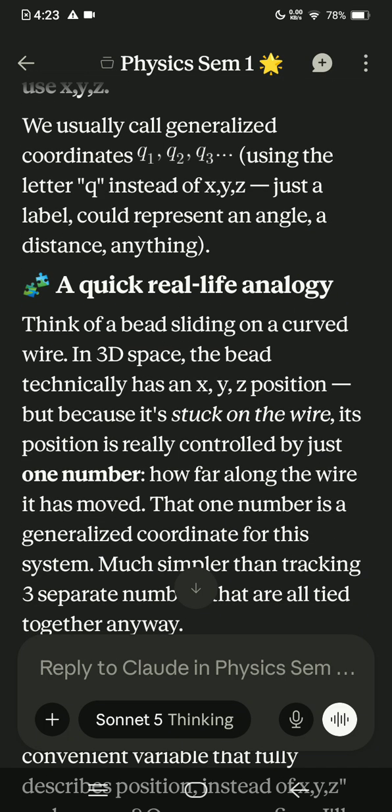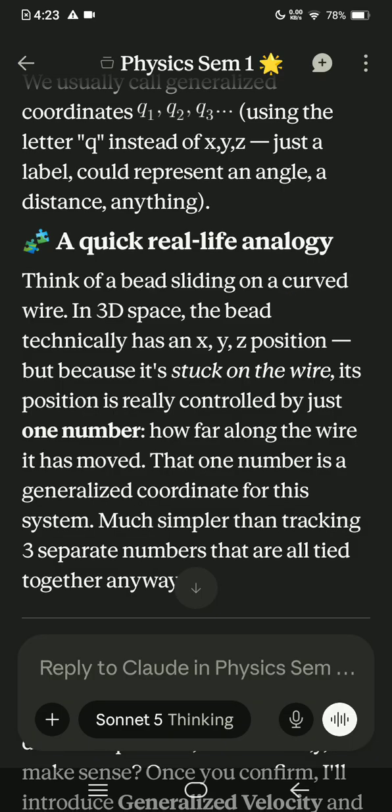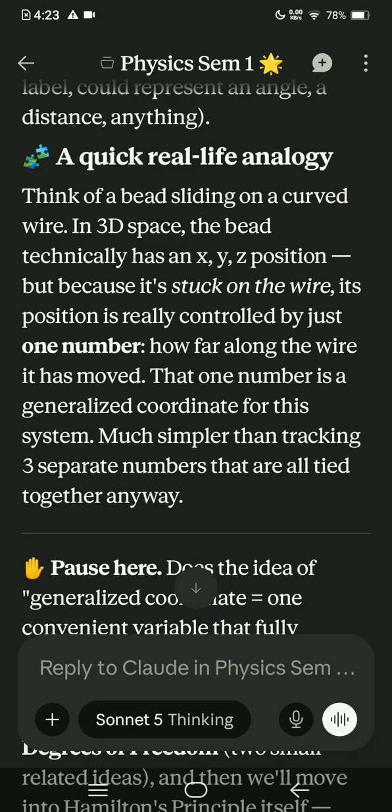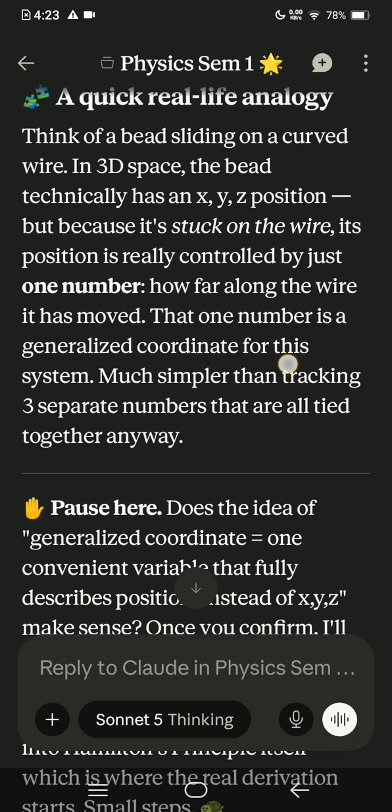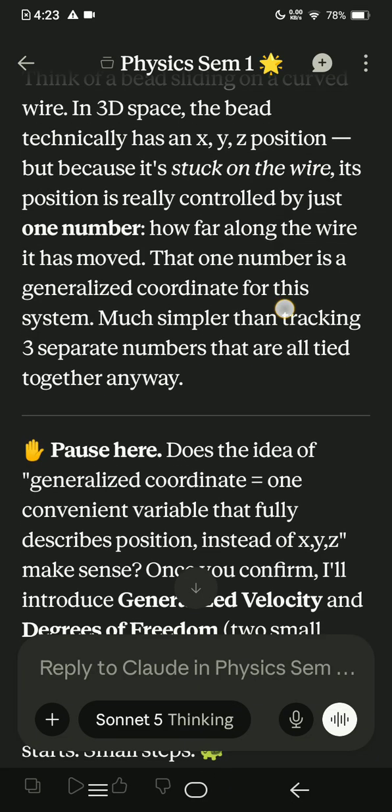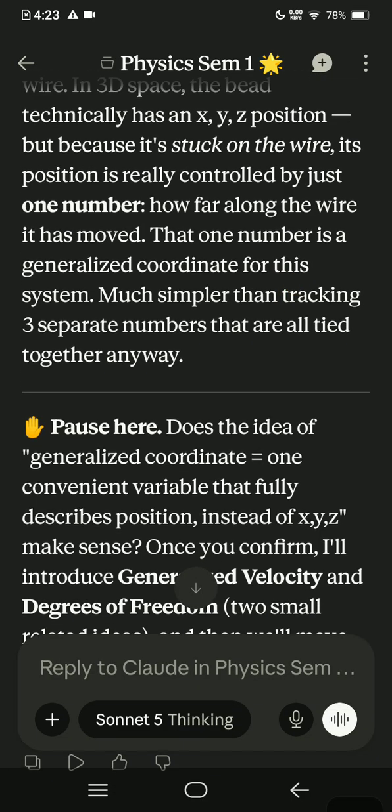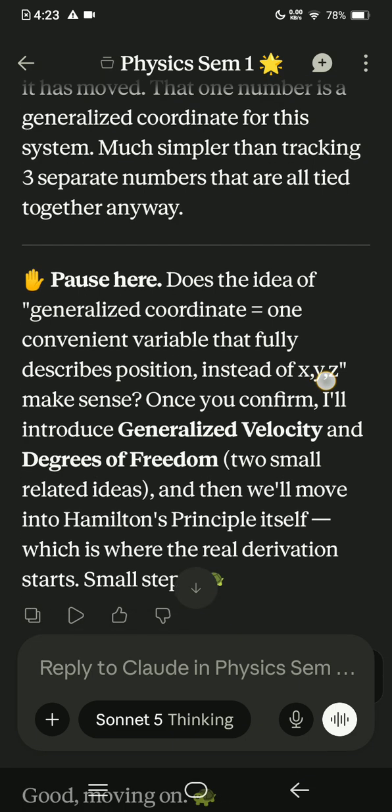A quick real life analogy. Think of a bead sliding on a curved wire. In 3D space, the bead technically has an XYZ position, but because it's stuck on the wire, its position is really controlled by just one number: how far along the wire it has moved. That one number is a generalized coordinate for this system, much simpler than tracking three separate numbers that are all tied together anyway.